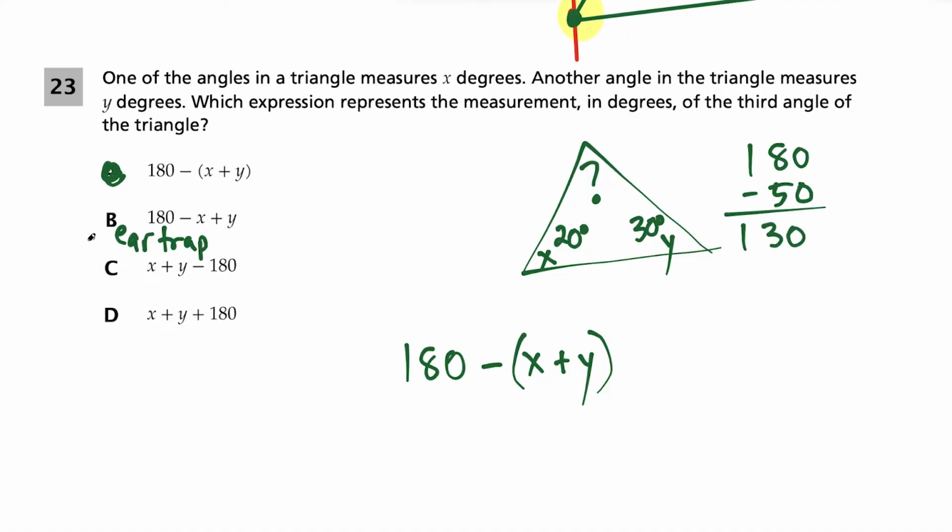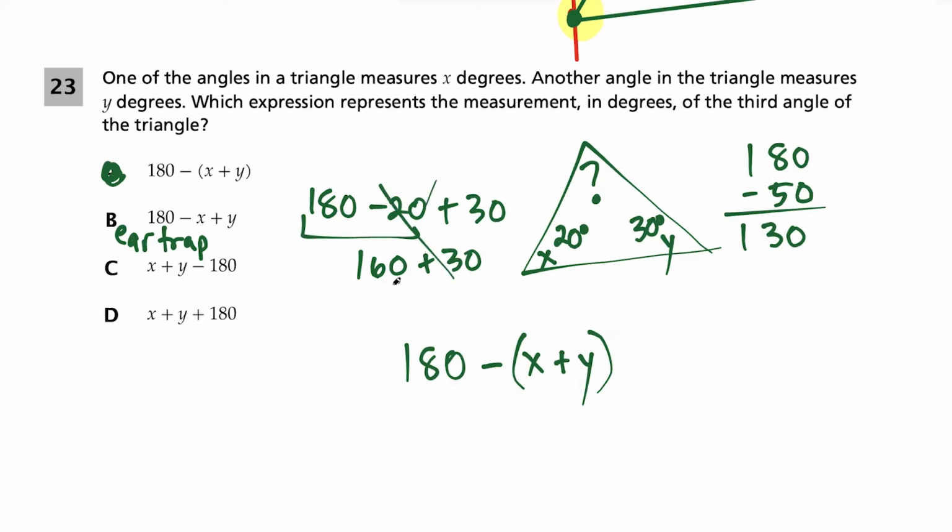But the problem with this, if I went with choice B, if I did 180 minus 20 and then plus 30, watch what happens as I go from left to right. If I do 180 minus 20 is 160, and then plus 30, that would give me 190, not 180. Okay, so that's why this is no good. Whereas with choice A, if I do 180 minus, and first I add 20 plus 30, I do parentheses first, then I'm doing 180 minus 50, and 180 minus 50 gives us the 130, which is the measure of the missing angle. Okay, so the parentheses will really, really save the day here. Choice A is our answer.